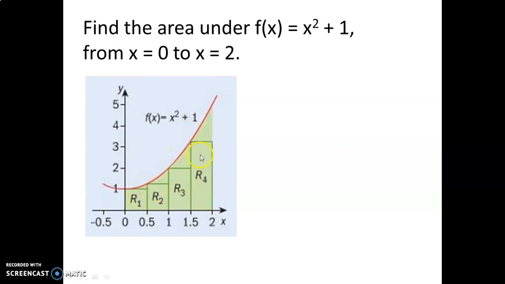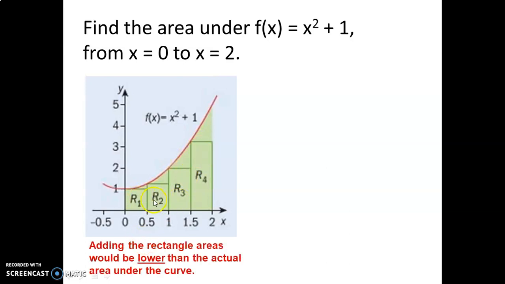So we've created four rectangles, four pretty large rectangles, to find the area. Notice these sit below the curve, therefore if we add the sum of these areas, we would have an area that's actually lower than the actual area under the curve because these sit below the curve.